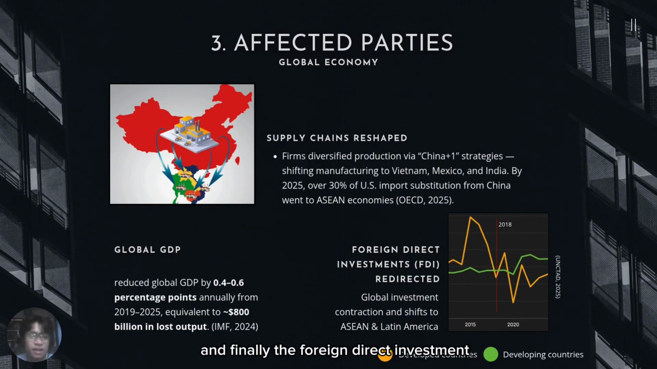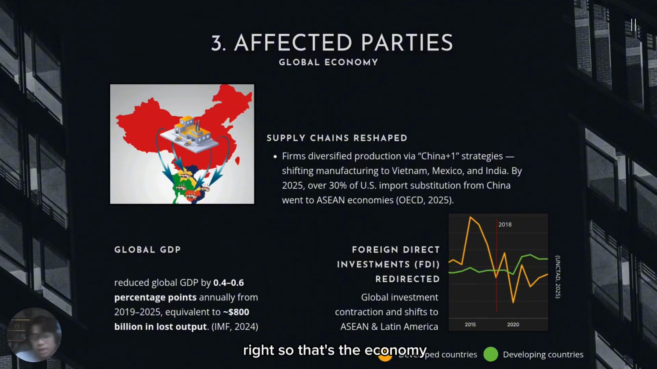And finally, foreign direct investment, FDI, is redirected following the supply chain being reshaped. The global contraction shifts to Asia, like the aforementioned. If you notice in the graphs, in 2018, when the tariffs and the trade war began, the FDI in developed countries dropped, and in the developing countries, the FDI increased and kept its stage.